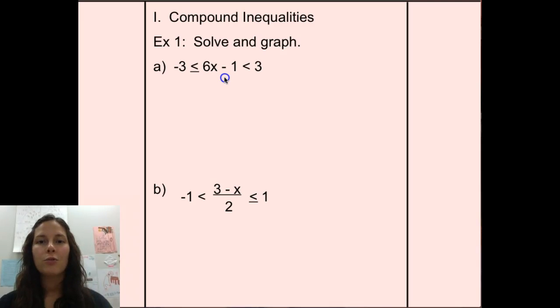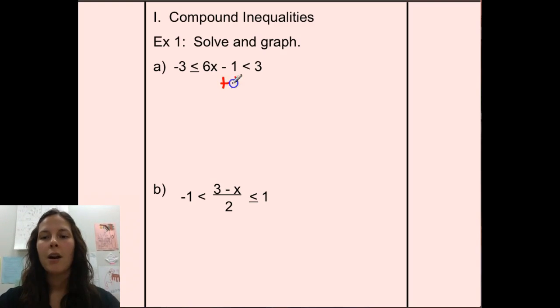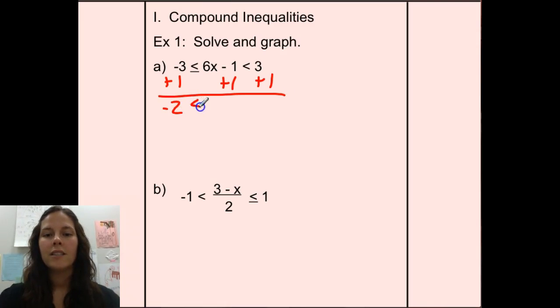One is to just treat it like a normal equation where whatever you do to one side, you do to all three sides. So if you do something to the middle of the inequality, you have to do it to both the left and the right side as well. Since our x is in the middle, I want to isolate it by adding 1 to all three sides of the inequality, which gives us -2 is less than or equal to 6x, which is less than 4. To finish isolating x, we'll divide all three sides by 6. Simplifying our fraction, we have -1/3 is less than or equal to x, which is less than 2/3.